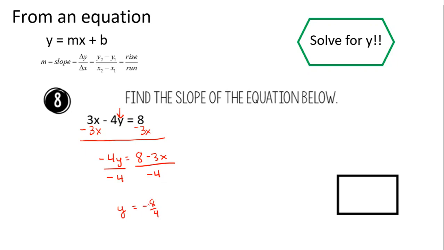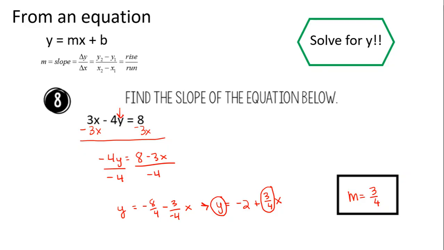So this is going to be 8 divided by negative 4, and then minus 3 over negative 4. This is kind of goofy how I wrote it, but I just wanted to show that both of those get divided by negative 4. So negative 8 divided by 4 is going to be negative 2. Negative divided by negative is going to be positive 3/4 x. So remember, when you have the equation where y is by itself, with nothing else on this side, the coefficient of x right there is my slope. So m equals 3/4.